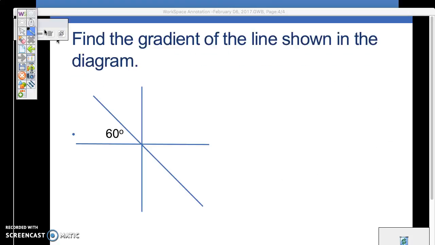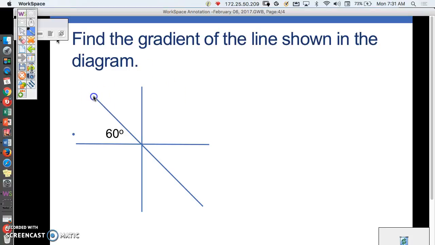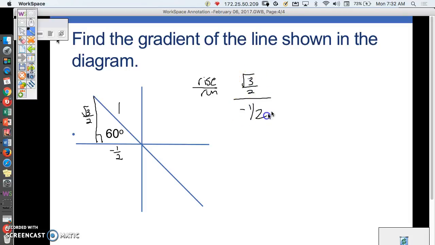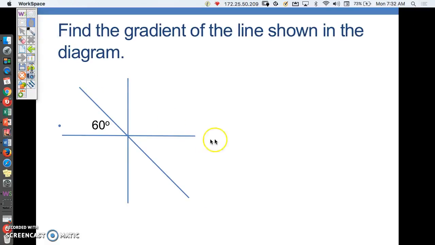So the next thing we're asked to do is find the gradient of this line shown here. And this is one where we know this reference angle. So if we say this is 1, opposite 60 is root 3 over 2, 30, 60, 90, so negative half. So if we were to do rise over run, opposite over adjacent, we would have negative root 3. And our slope is negative, so that makes sense there.